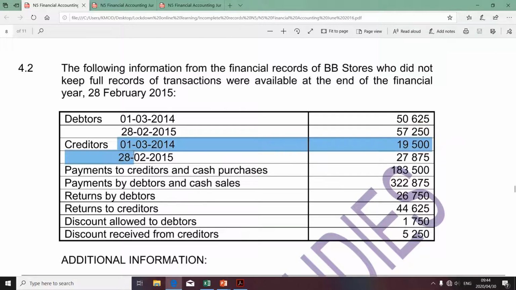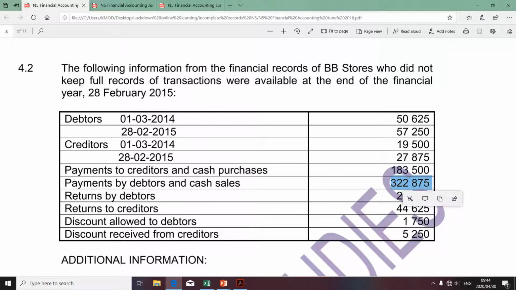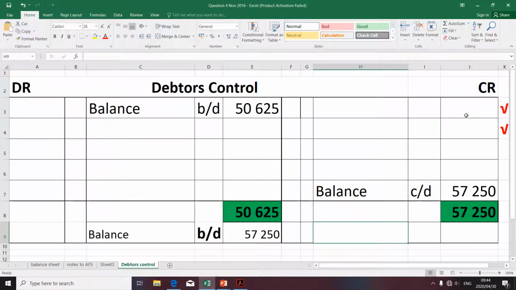Those two transactions do not impact the preparation of debtors. They relate to balances specifically for creditors control. Payments to creditors, it clearly says it's payment to creditors, please don't take it. Payments by debtors, definitely we're going to take that amount. Remember, this was a payment by debtors. I'm going to take that amount.